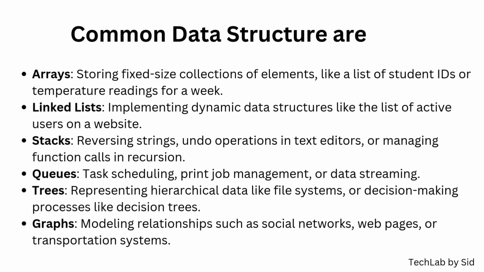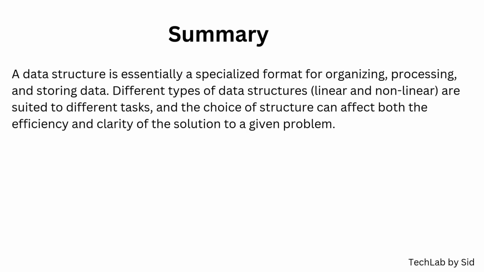Trees: representing hierarchical data like file systems, or decision-making processes like decision trees. Graphs: modeling relationships such as social networks, web pages, or transportation systems. Summary. A data structure is essentially a specialized format for organizing, processing, and storing data.